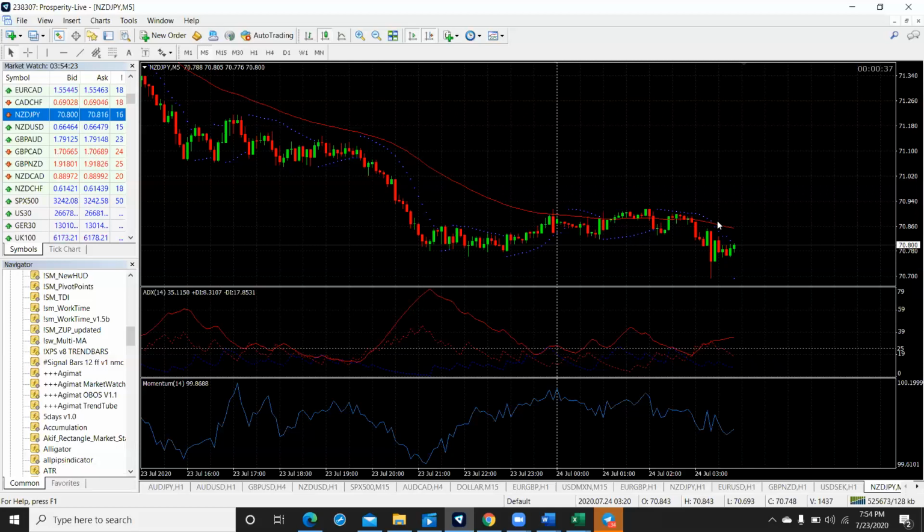We have price underneath the EMA. It is currently underneath the parabolic SARs. And we're just waiting for this bearish indication to come over this 25, and we'll take the sell down.